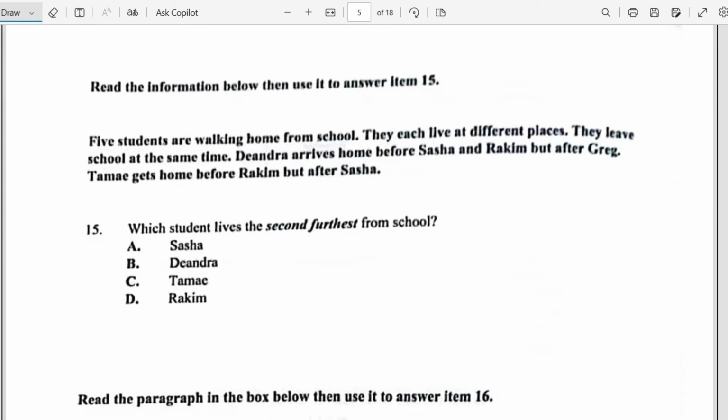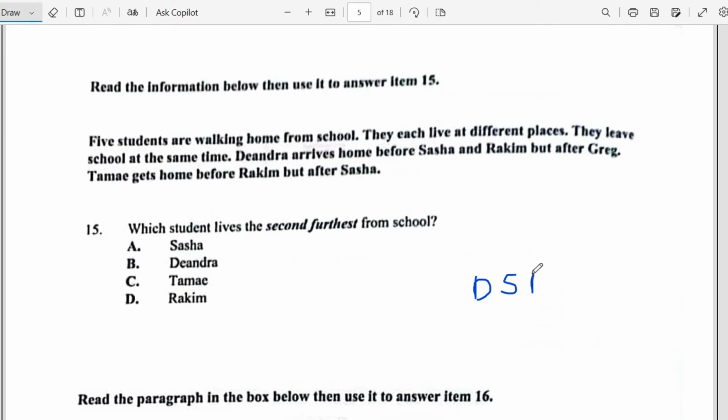Read the information below, then use it to answer item 5. 5 students are walking home from school. They live at different places. They leave school at the same time. Deandra arrives home before Sasha. Let's write that down. Deandra arrives before Sasha and Rakim.